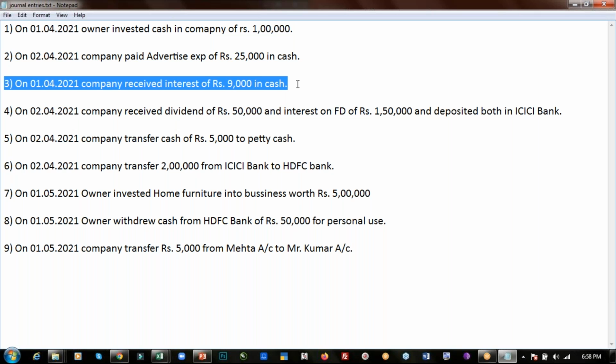It's a simple entry, guys. We are receiving the interest, so we are receiving the amount through cash. Cash is coming in, so go for the debit, and interest received. Interest received is our income here, so for that reason it will go for the credit. So cash account debit to interest received will be the transaction journal entry.